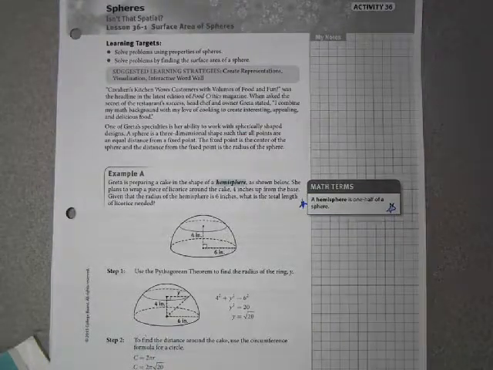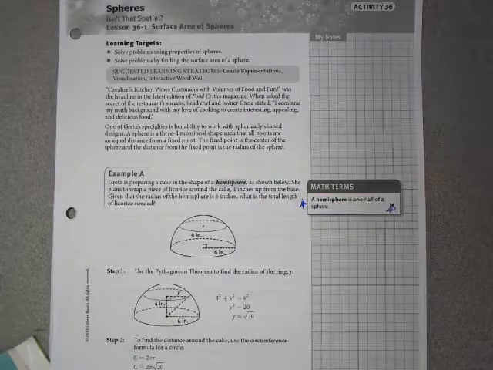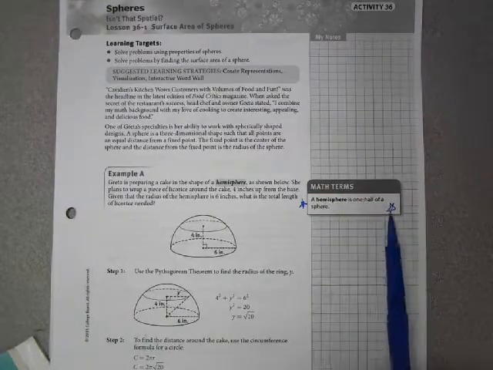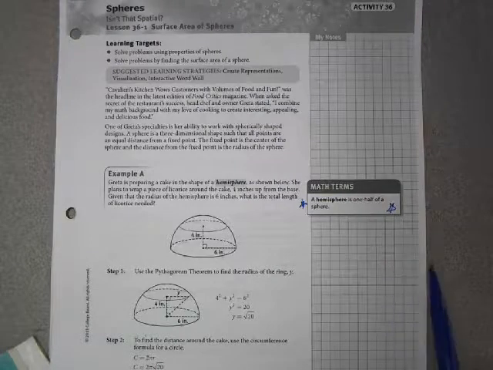Alright, so our learning targets for today are to solve problems using properties of spheres and then solve problems by finding the surface area of a sphere. So I first want to point out this over here. A hemisphere is 1/2 of a sphere. That's important that we understand that language.